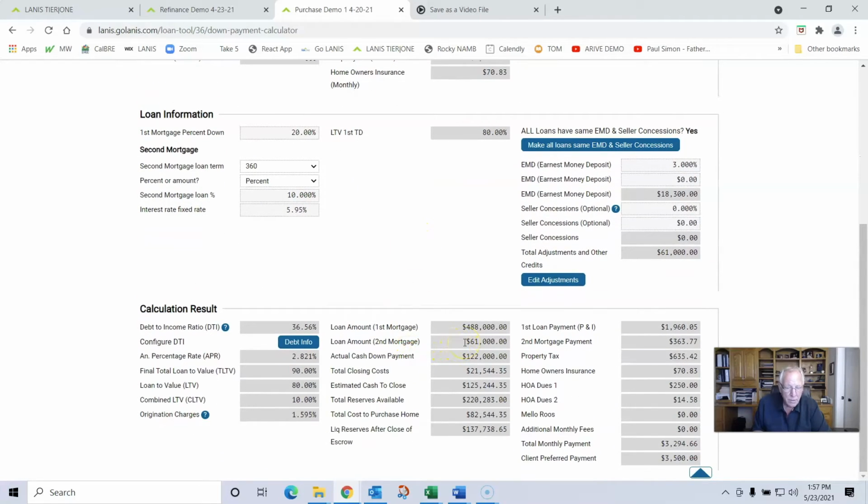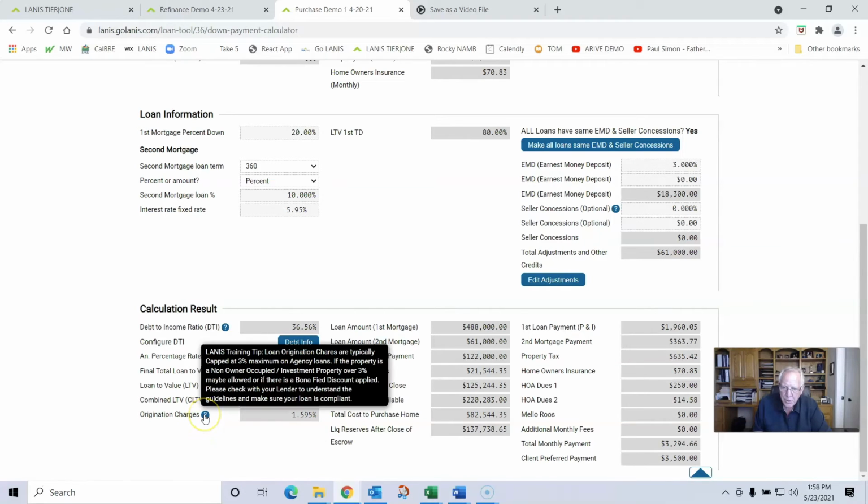We've got a $61,000, 10% second, $488,000 first. There's your second payment, no mortgage insurance. Debt to income ratio is fine at 36.56%. There's your 80, 10, and 10, 90% total combined loan to value. And most importantly, down here, the origination charges.